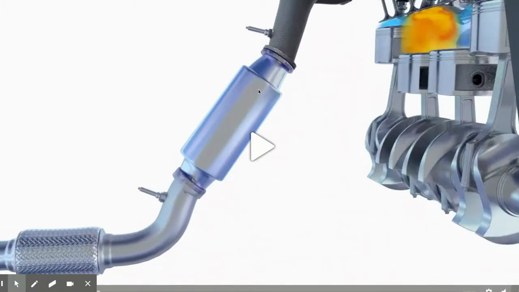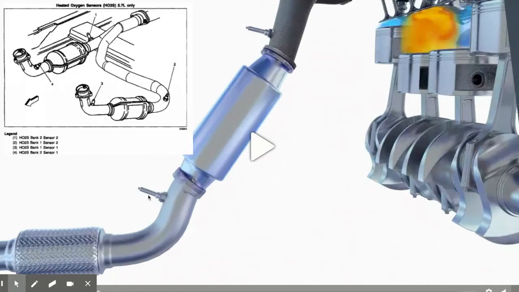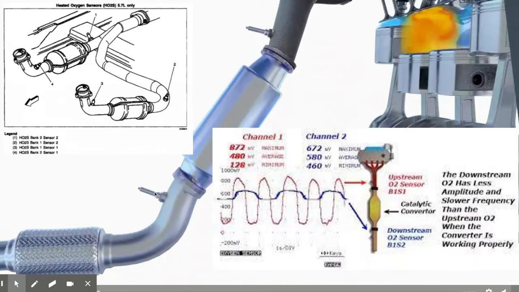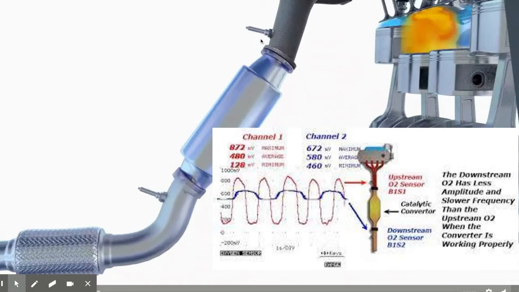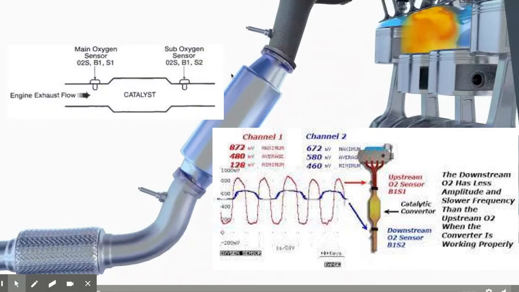So we have a catalytic converter here. He's going to go into how this reduces emissions. We monitor the catalytic converter by using two O2 sensors, one in front and one behind. The one in front is called the upstream O2 sensor. The one behind is called the downstream O2 sensor. Or another way to look at it when you look at the scanners is this would be sensor 1 and then this would be sensor 2.